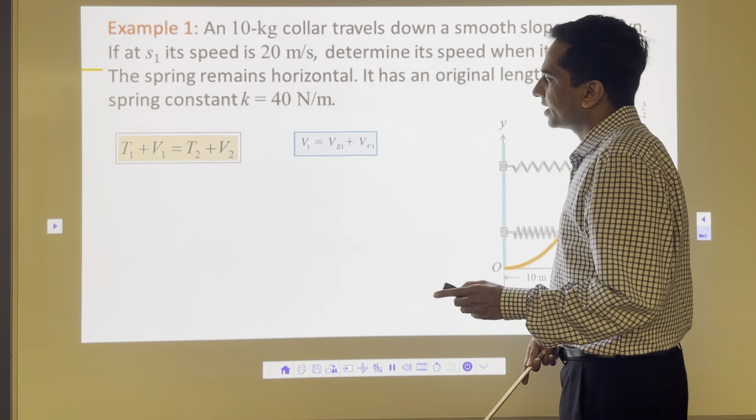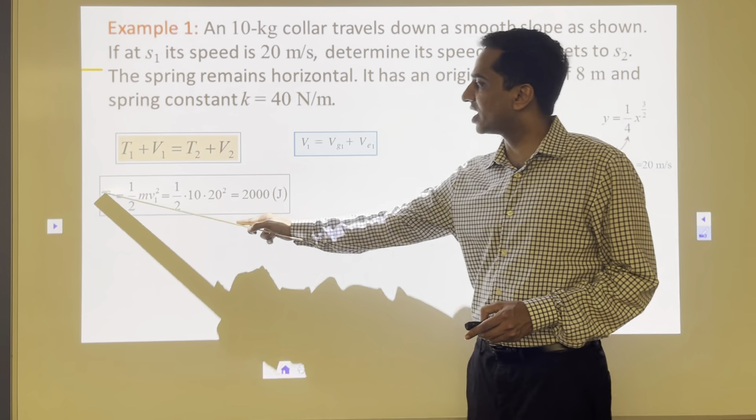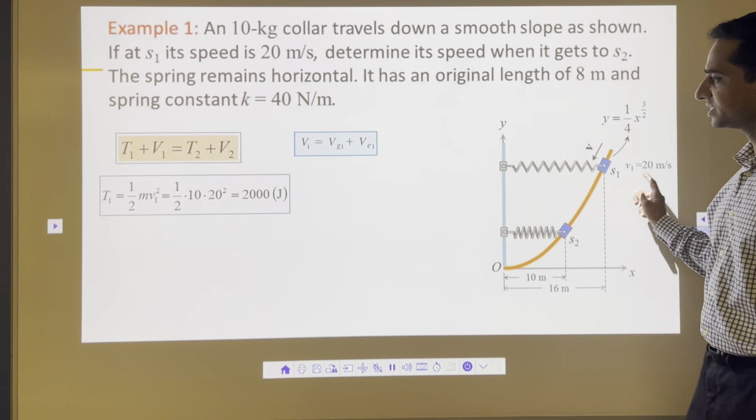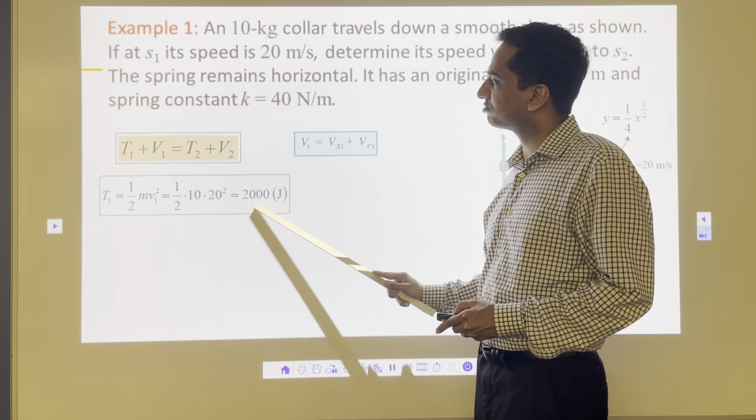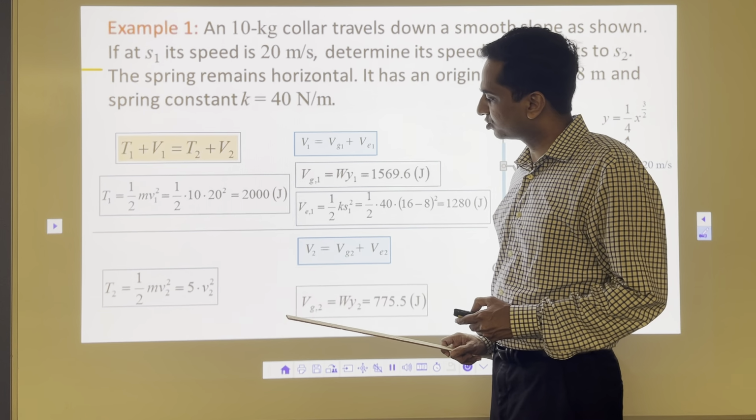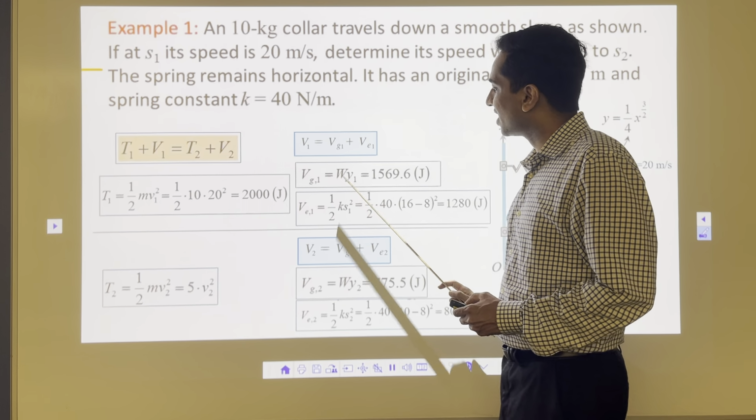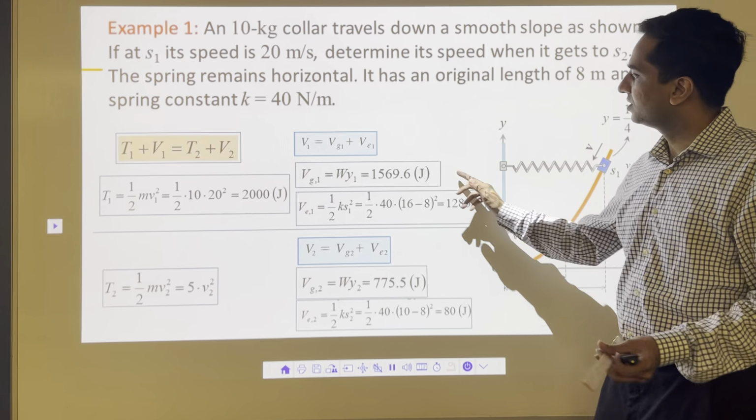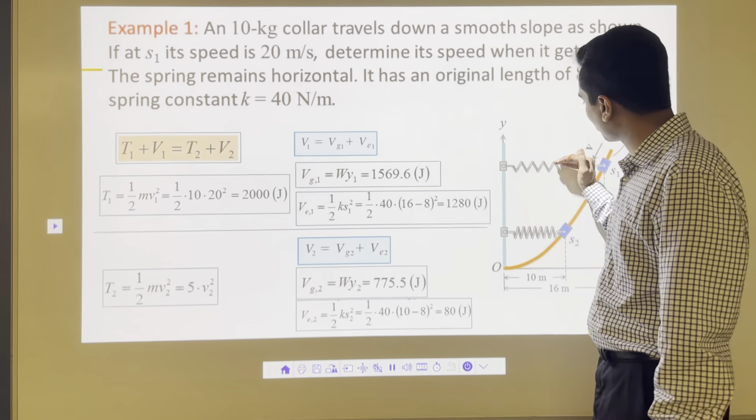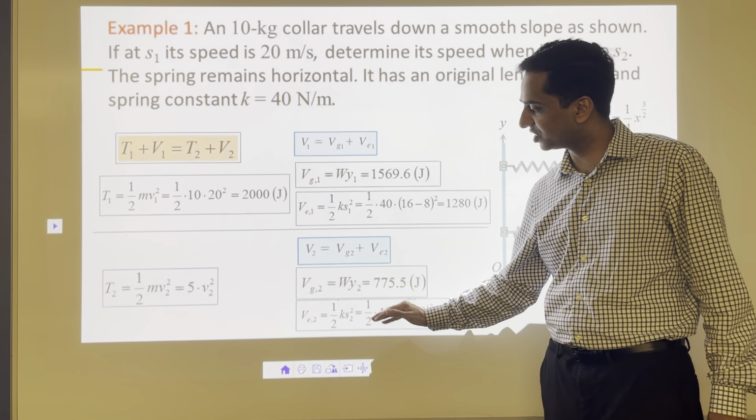So now you need to know all these values. First, T1 is 1/2 mv1 square. You have a velocity of 20 meters per second here. I'm going to put that here, 2000 joules. That's the value for T1. And then for the rest of the values, I'm just going to do this calculation. Vg1 will be mgy1, the height you have to find out. That's your gravitational potential energy, and that's your elastic potential energy at point 1. And then as it comes down, you have gravitational and elastic potential energy here.